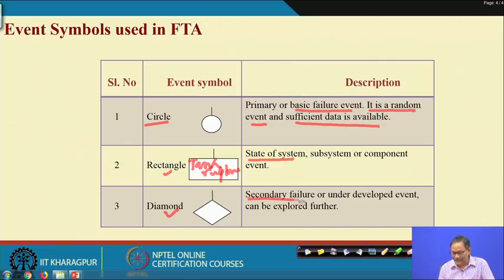Then we say this is a secondary failure. It cannot be explored now, but it is required to be explored further. But if you can explore it further, then you explore it and dig down to the bottom level. So, do not put a diamond.